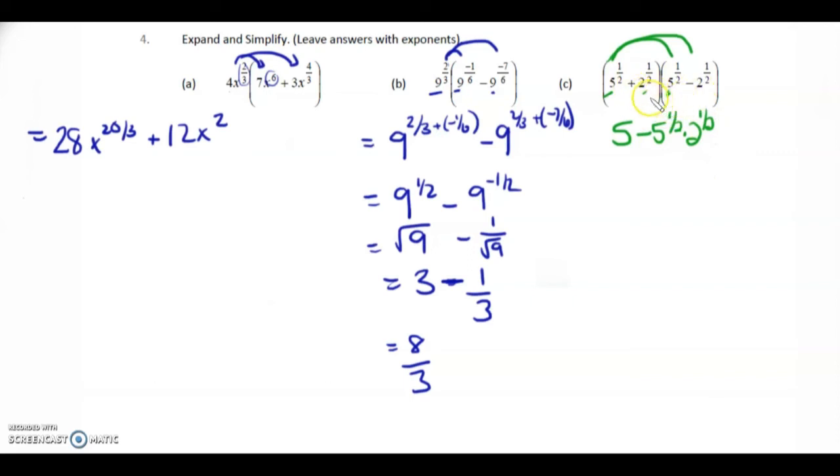And then these are conjugates, so when we actually multiply this, we get plus 5 to the 1/2 times 2 to the 1/2, where those two cancel, and then minus 2, because it's 2 to the 1/2 times 2 to the 1/2, so we just get 2. So 5 minus 2 is 3.